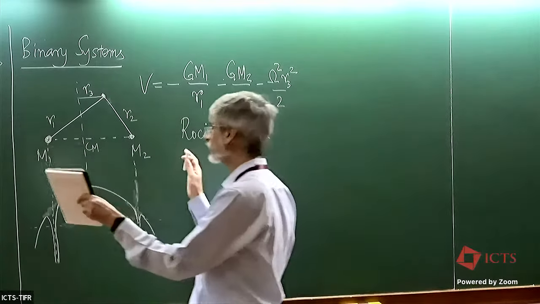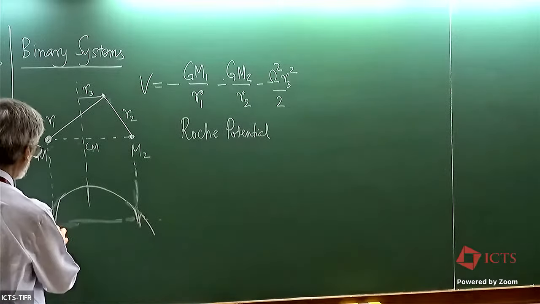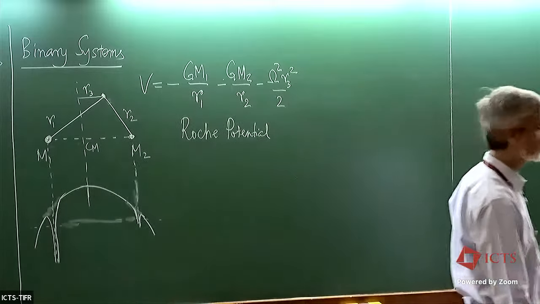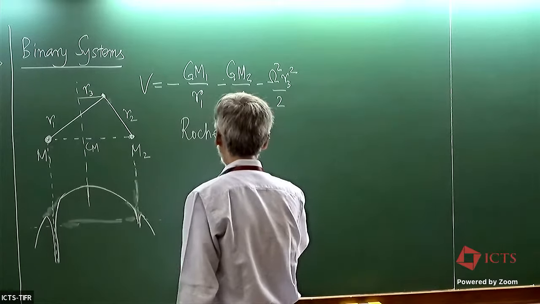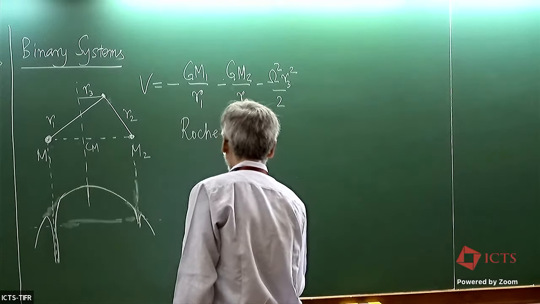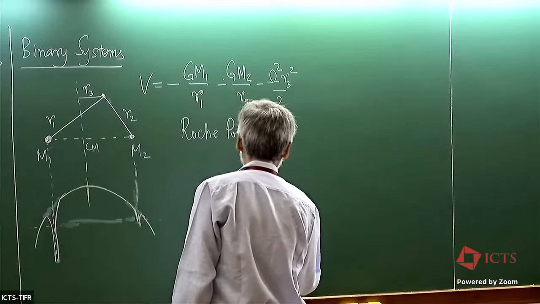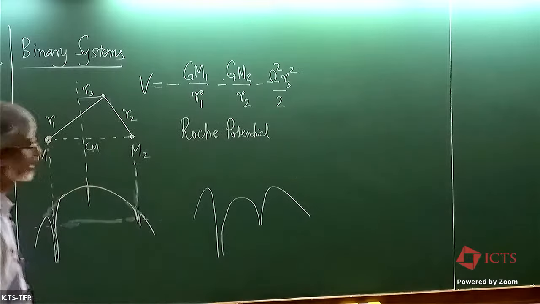If the binary happens to be close, then these two will start getting closer to each other, and you will see a net potential which will look like this.